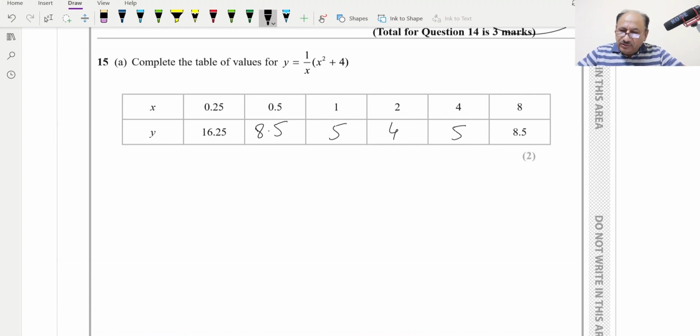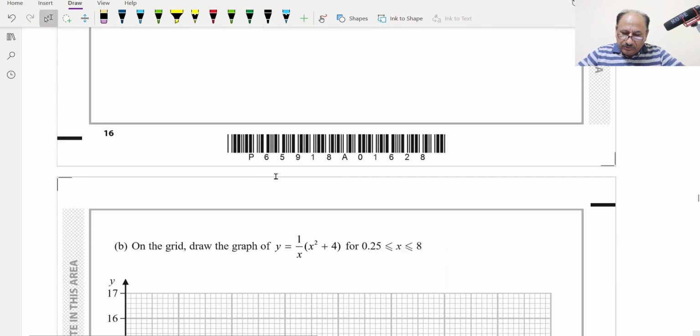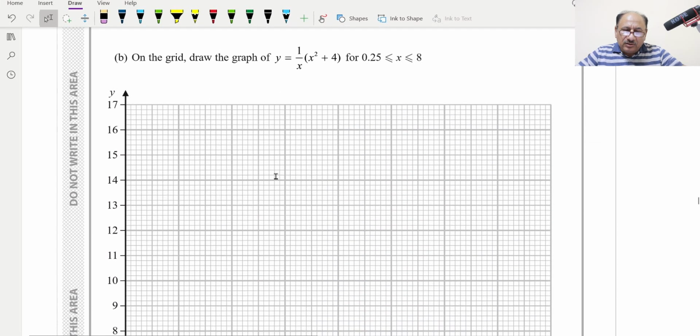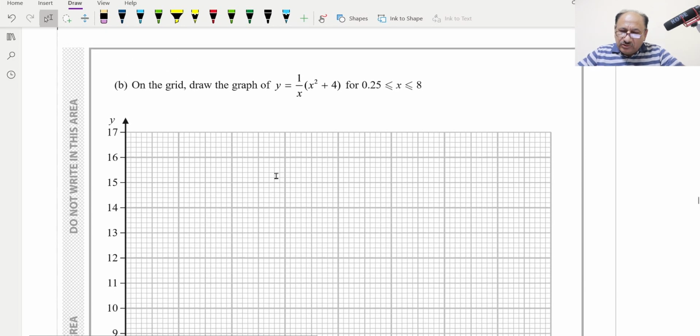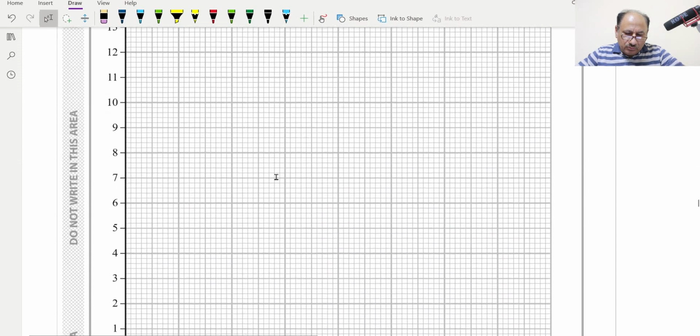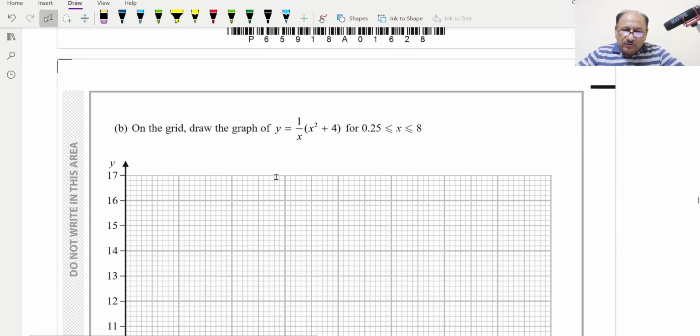And after this, this was a 2-mark question to complete this table. Then on the grid, draw the graph of y is equal to this one. The table of values is provided, which just now we have completed. So this is the graph provided. Those values from the table we have to plot.